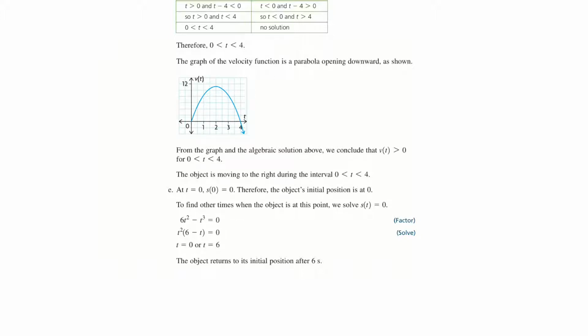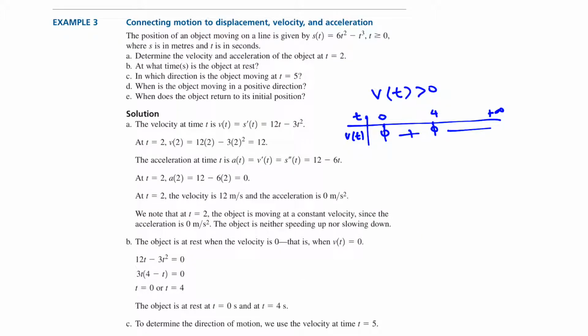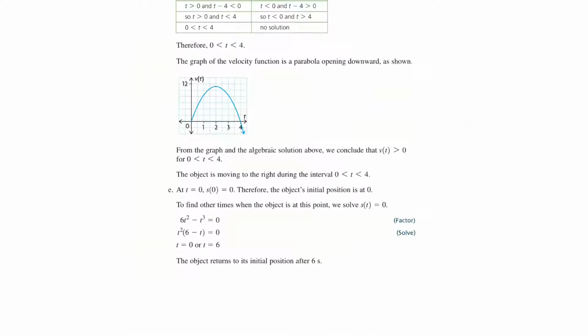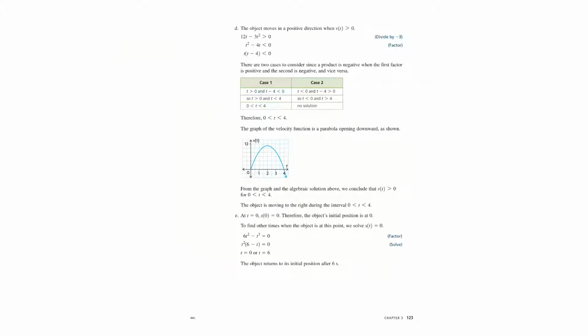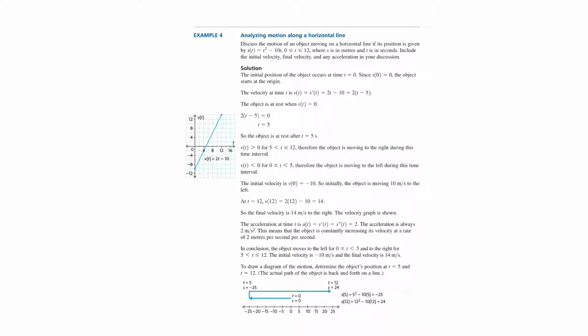The last part, part E: when does the object return to its initial position? We know the initial position is 0, s at 0 is 0. Therefore, we set s at t equal to 0, and we see at t equals 0 or 6, the object is at 0, which is the initial point. So the object returns to its initial point at t equals 6, where it was at t equals 0.